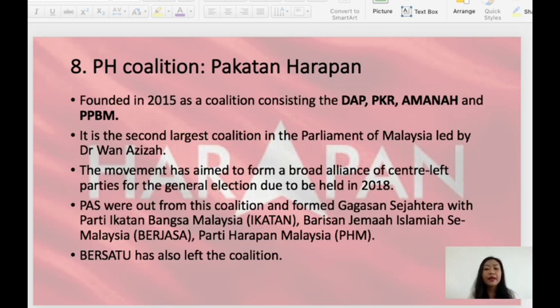And then number 8, Pakatan Harapan Coalition. Founded in 2015, as a coalition consisting of the DAP, PKR, Amanah and also PPBM, and Warisan in Sabah. It is the second largest coalition in the Parliament of Malaysia led by Dr. Wan Azizah. The movement has aimed to form a broad alliance of centre-left parties for the general election due to be held in 2018. PAS were out from this coalition and formed Gagasan Sejahtera with Parti Ikatan Bangsa Malaysia, Ikatan, Barisan Jemaah Islamiyah Se-Malaysia, Berjasa, and Parti Harapan Malaysia, PHM. Bersatu has also left the coalition, yeah?